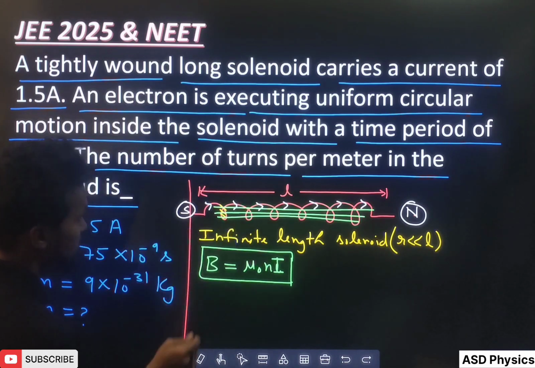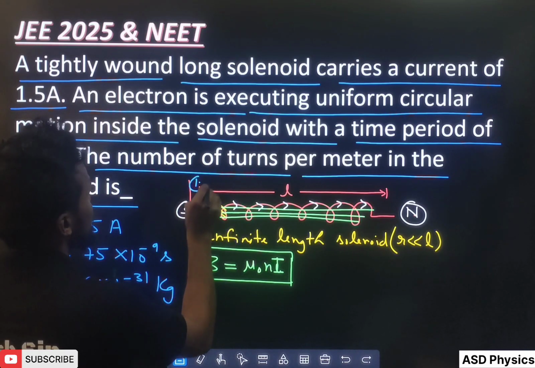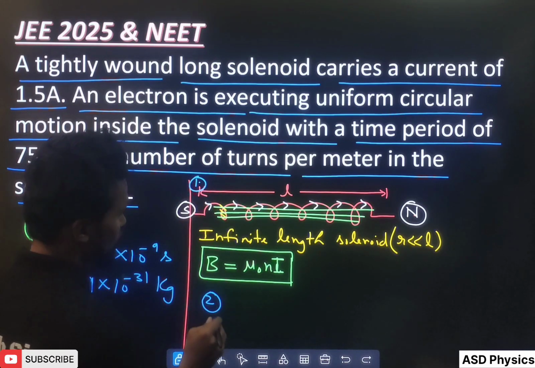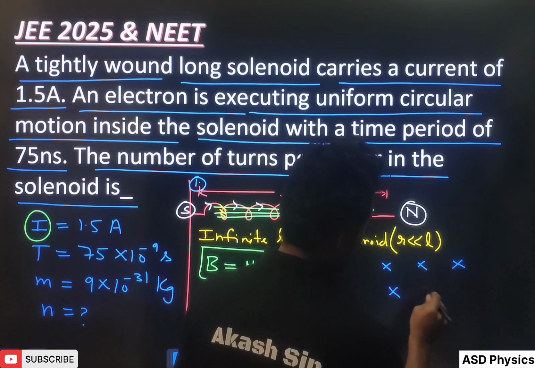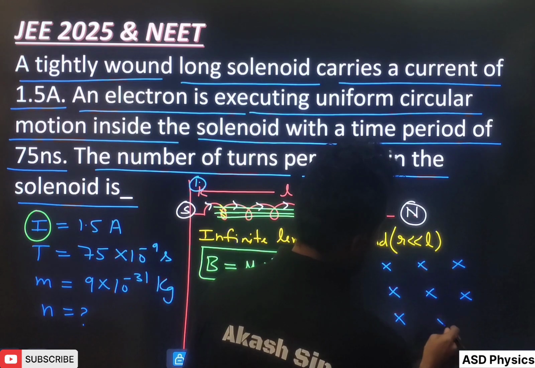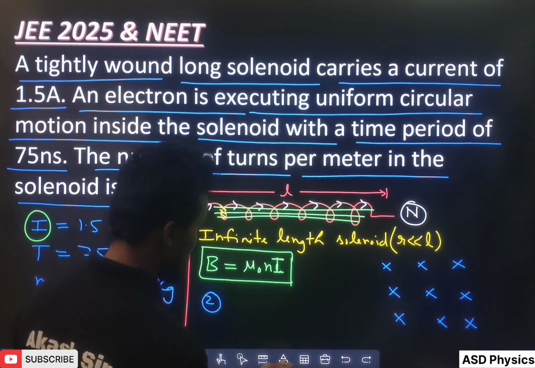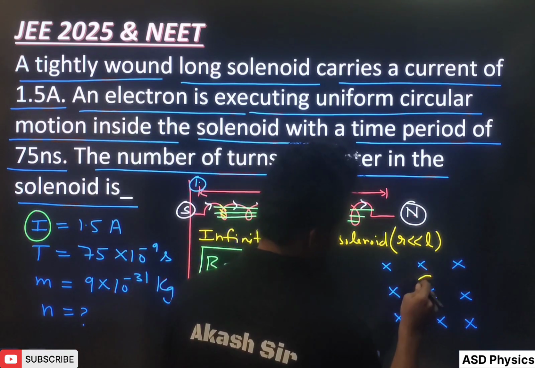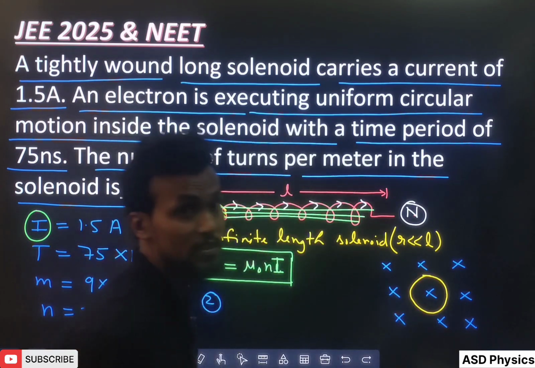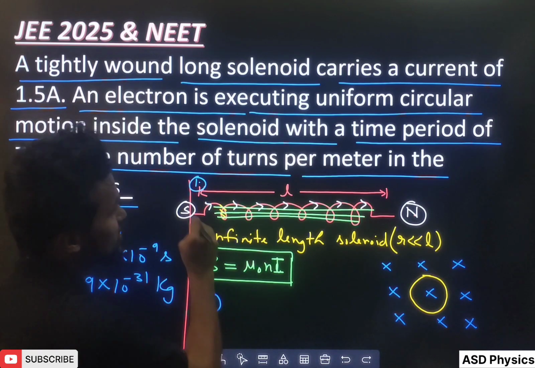Okay, so one more concept we have to understand. This is the first concept. Second concept, what is there? If any magnetic field is there like this, and in this magnetic field, let's take for example a charged particle is doing circular motion like this. Now the charged particle is doing circular motion in this magnetic field.